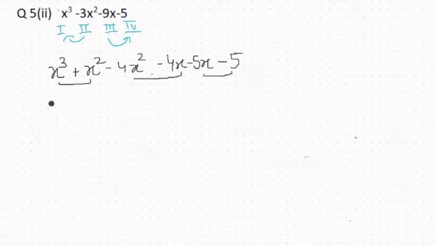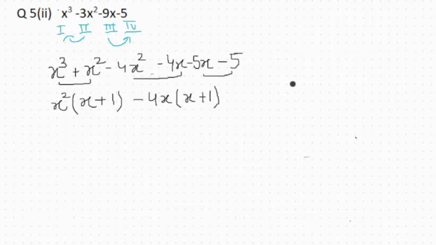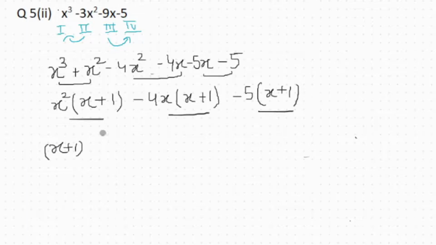Here from the first two terms, what is common? x square is common. We'll take x square out, and we are left with x plus 1. Now from the third and fourth terms, what is common? Minus is common, 4 is common, and also x. We are left with x plus 1, because we have taken the negative out, so we put a plus sign in the bracket. Now here the minus sign is again common, 5 is common, and only x plus 1 again. Now from these three terms, what is common? It's clearly visible that the x plus 1 factor is common. We are left with x square minus 4x minus 5.